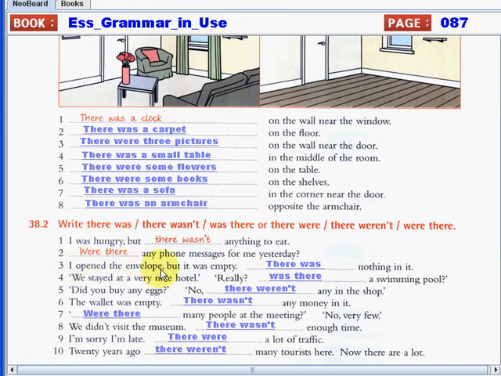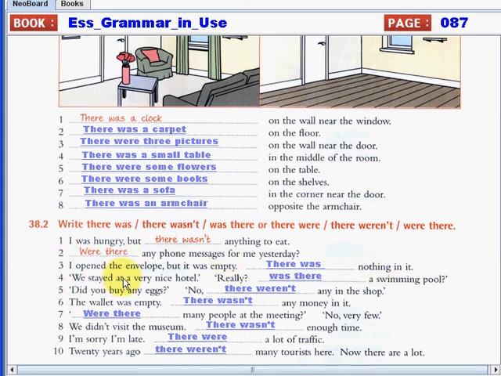I opened the envelope, but it was empty. Blank nothing in it. Okay, so the first sentence here tells us that the envelope was empty. So we will say that there was nothing in it. Okay, there was. We use this singular one because of the word nothing. It is uncountable, or there is no specific object. Okay, let's go now on number 4.